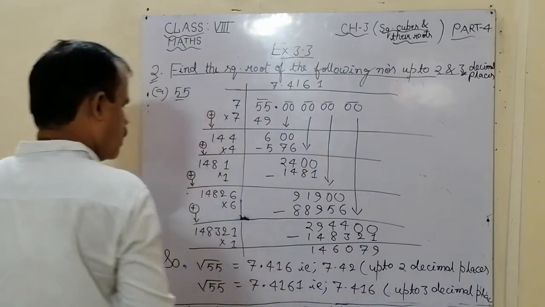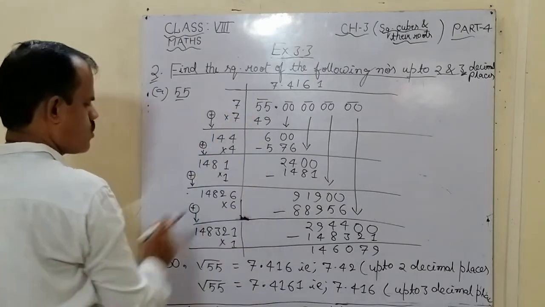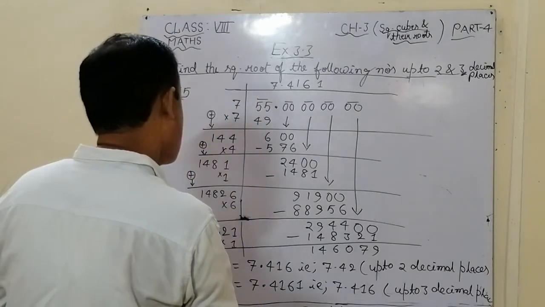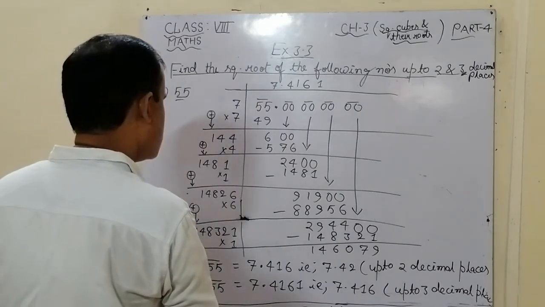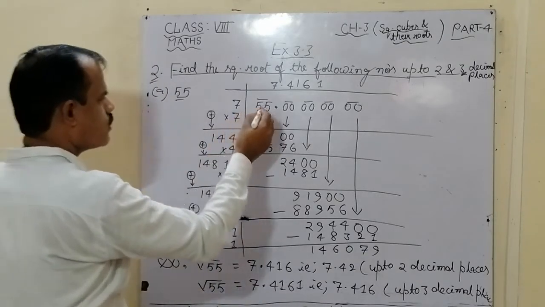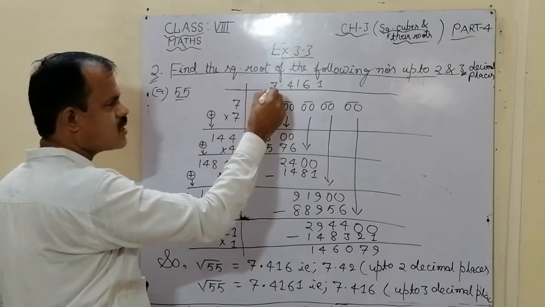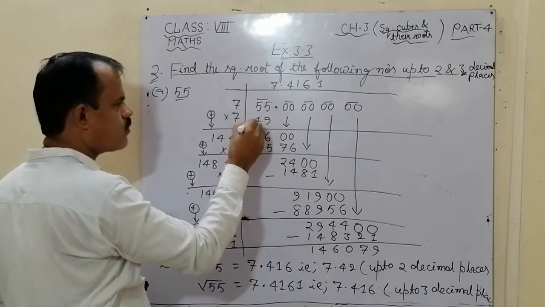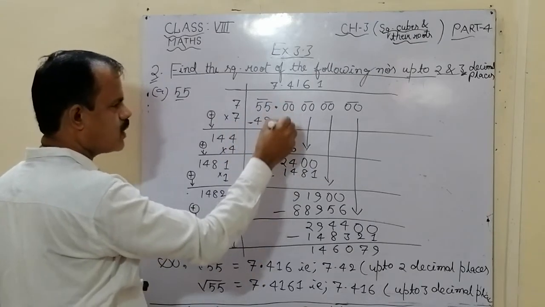Now consider the first pair, that is 55. Select a divisor whose square is less than 55 or closer to 55. That number is 7. 7 into 7, we write here 7 also, 49. 55 minus 49, 6. Now bring down the pair 0, 0.